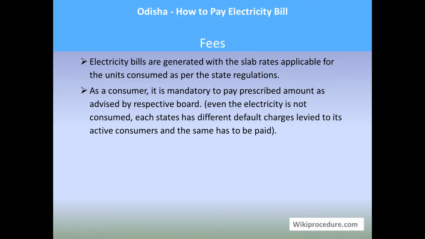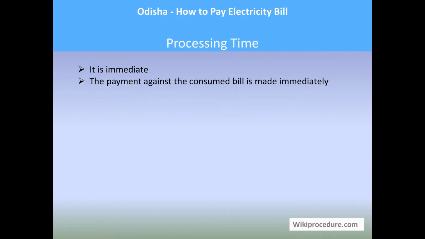Fees. Electricity bills are generated with the slab rates as applicable for the tariffs. As a consumer, it is mandatory to pay the prescribed amount as per the respective board. Even if the electricity is not consumed, you are not in station, your doors are locked, you have to pay the basic amount which the department arises as per the norms. Processing time. It is immediate because the payment once you make will hit the records and it will be reflected immediately.